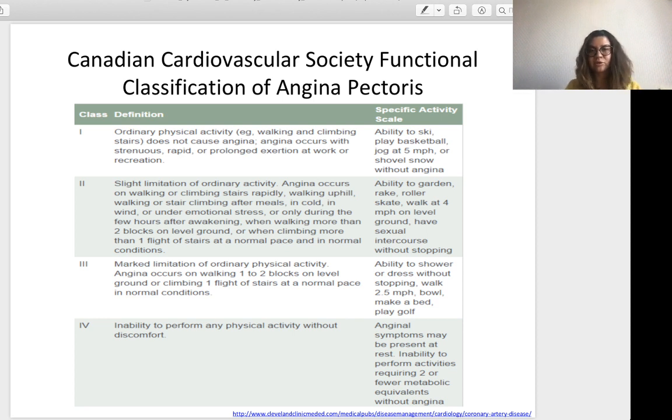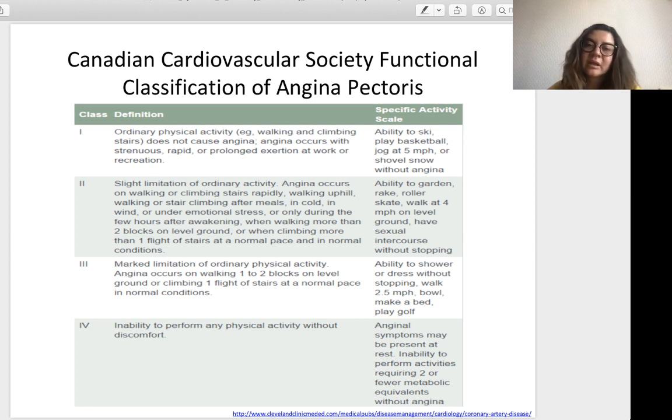Third functional class of angina. It is marked limitation of ordinary physical activity. Angina occurs on walking 1 to 2 blocks on level ground or climbing one flight of stairs at a normal pace with normal conditions. And the specific activity that this patient can do is the ability to shower or dress without stopping, walk 2.5 miles per hour, bowl, make a bed, play golf.